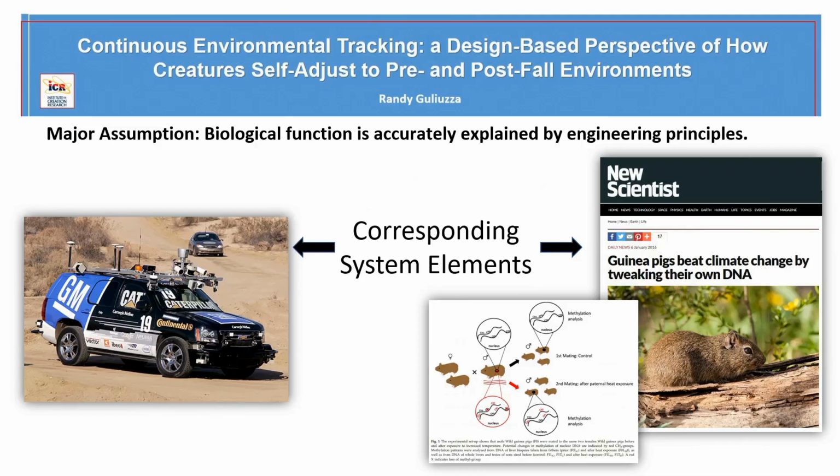So, if creatures are really engineered, then engineering not only can be informed by biology, but engineering can inform biology. Therefore, I'm looking for corresponding system elements between a human engineered thing, some workmanship here that is doing a function, and creatures which are doing similar functions.